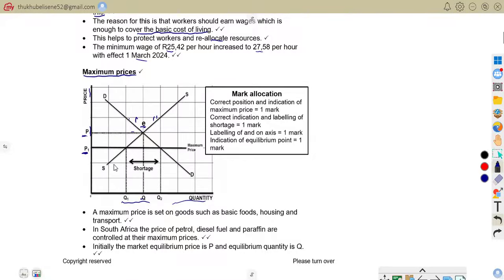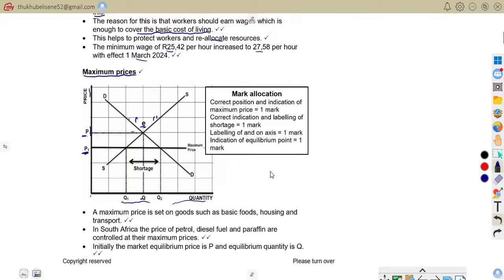So this is the highest price sellers are legally allowed to charge, here at P1. Meaning to say, the government set it to make essential goods affordable for consumers. We can talk about goods like food, petrol, as well as housing. What are the effects of these things?